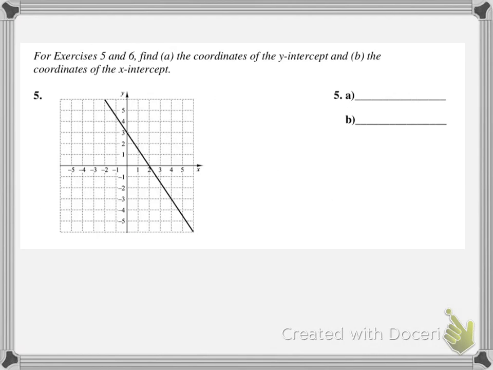So in this problem, they just want us to identify the intercepts from the graph. The first one they want us to find is the y-intercept. Well, the y-intercept is where it crosses the y-axis, and it looks like it's crossing at the ordered pair 0, 3. Then they want us to identify the x-intercept, and that's where it crosses the x-axis, and that appears to be 2, 0.